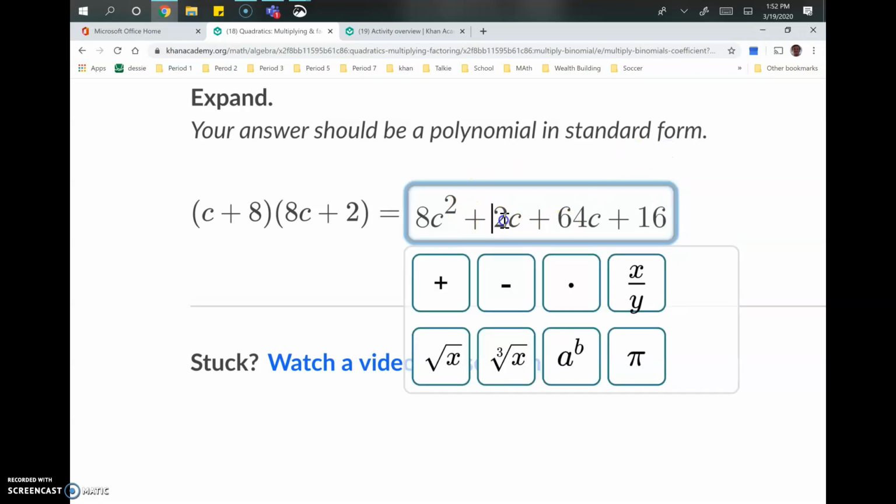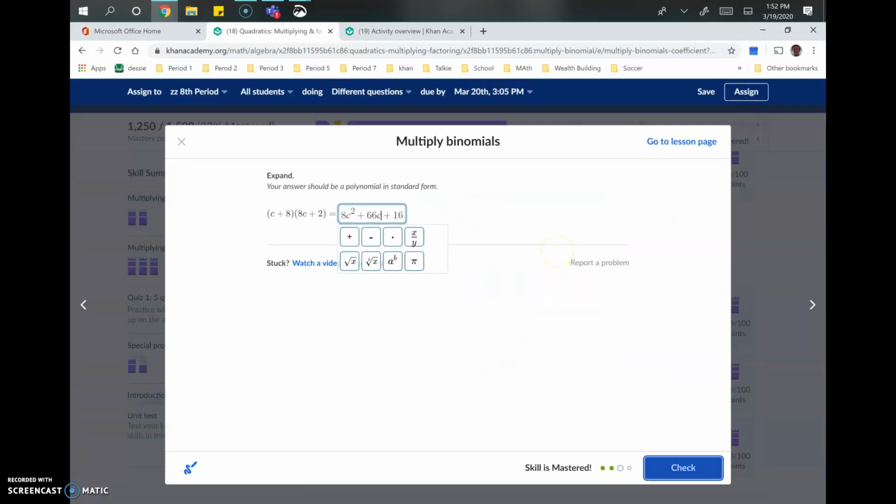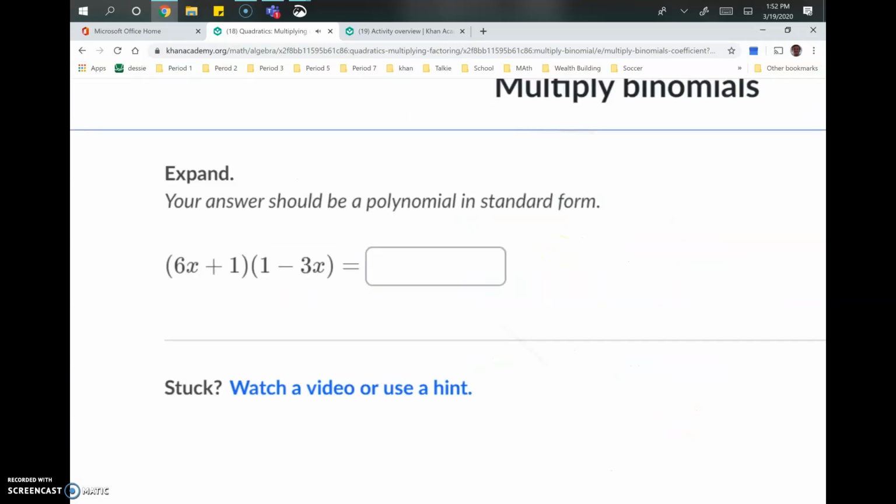Now we've got our 4 things. We know that those 2 things are the same. So we have 2 c's and 64 c's. That's the same thing as having 66 c's. Boom, done. Move on.